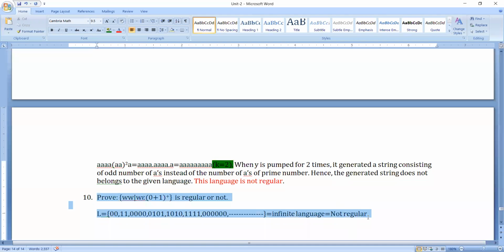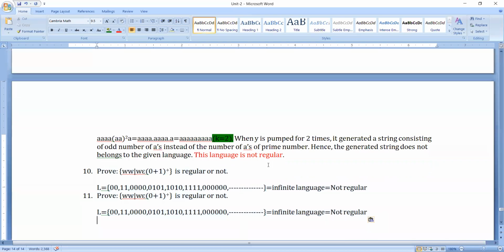We have one more example, just like this one. W power R is the reverse of W. If W is 0, its W power R is also 0. For 0, 0, the reverse will be 0, 0 only. But for 0, 1, the reverse will be 1, 0. For 1, 0, the reverse will be 0, 1. For ones and for zeros, we don't have any problem.